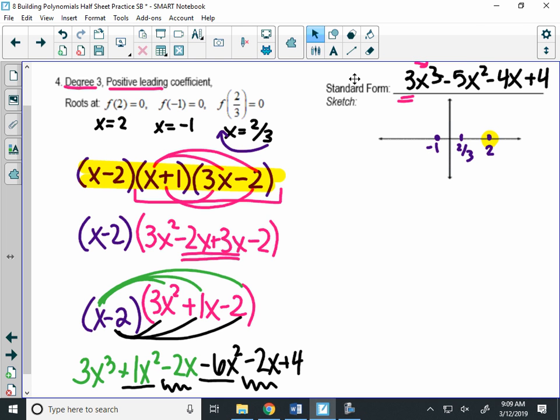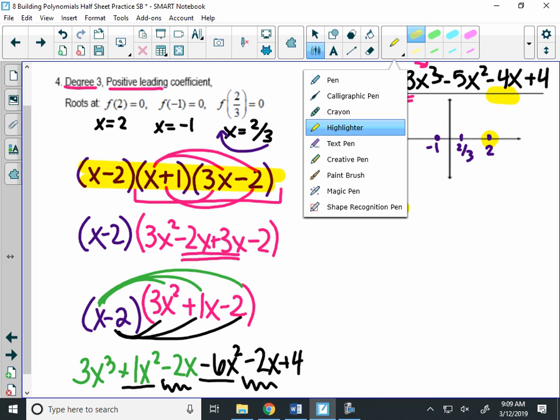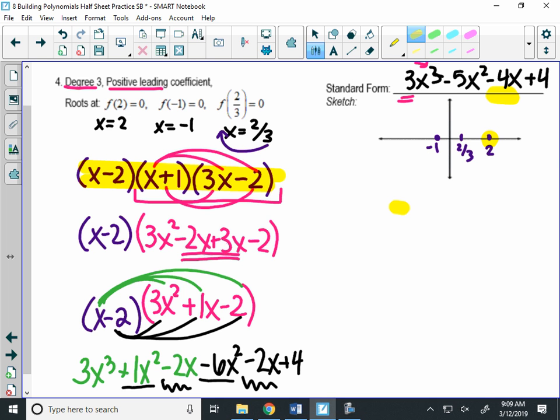So we have a positive leading coefficient, so with an odd degree, that means that you're going to start low and end high. And everything has a multiplicity of 1, so it means we're going to clearly cut through each x-intercept. So if I start low here, I'm going to come up and cut through negative 1, come back down through 2/3, and back up through 2. That would be your cubic polynomial.